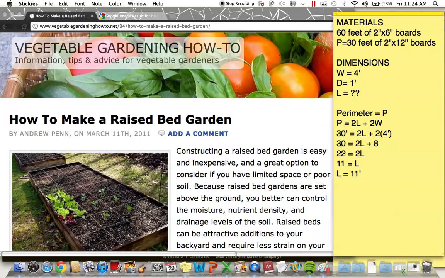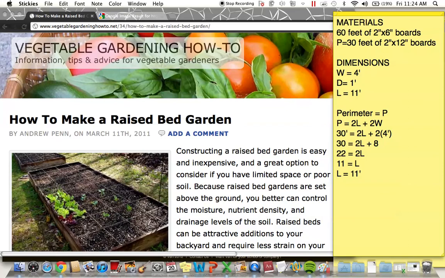So our total dimensions of a raised bed garden we've determined now, based on assumptions and based on the total length of available boards that we have to use, is 4 feet in width, 1 foot in depth, and 11 feet in length.